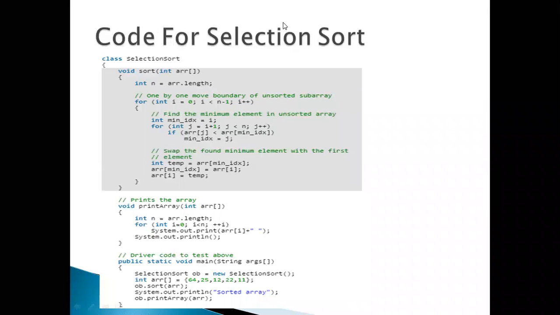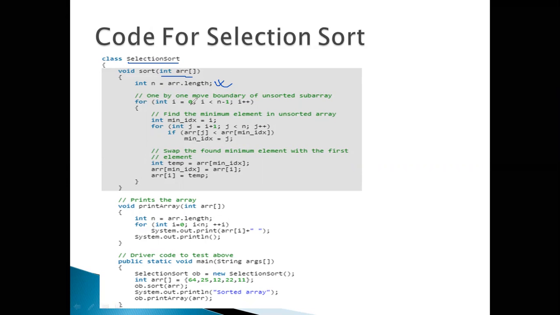So this is the Java code for selection sort. So we have a class called SelectionSort. Inside the class, we have a method called sort and we pass an array to the method. Then we read the length of the array using this array.length. Then finally we one by one move the boundary of the unsorted array.